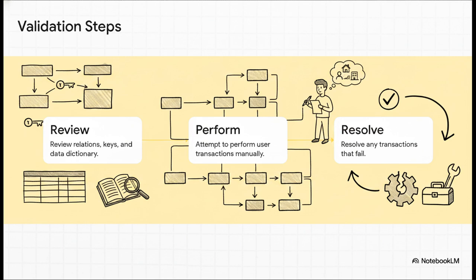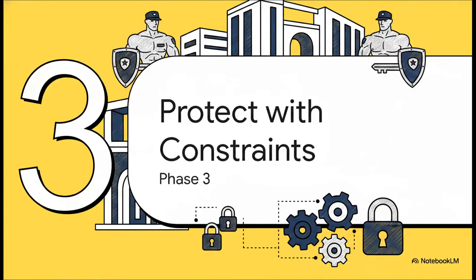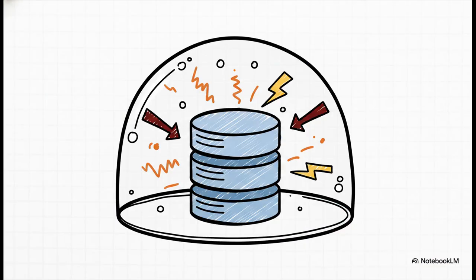It's a critical reality check for your design. All right, Phase 3, protecting data with constraints. To maintain order, we absolutely need integrity constraints. These are high-level rules to protect the database from becoming incomplete, inaccurate, or just plain inconsistent.